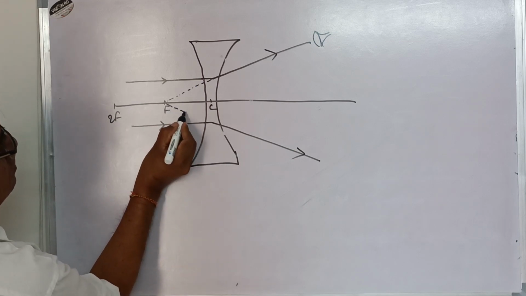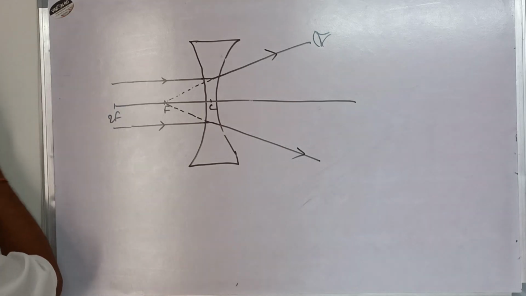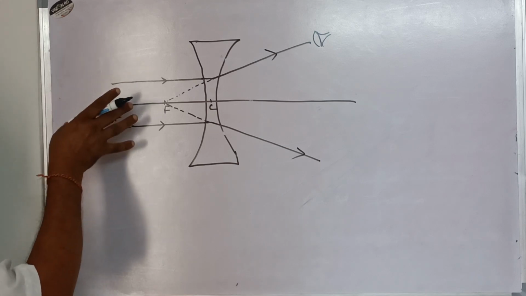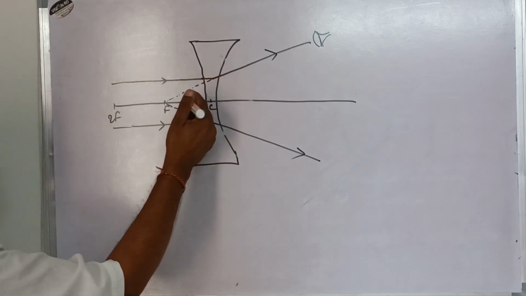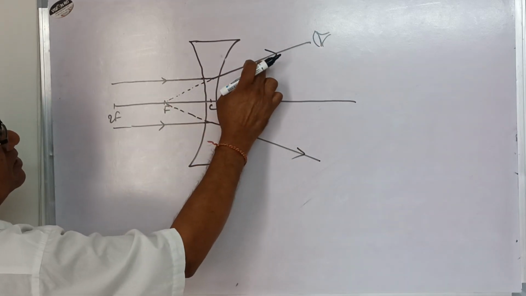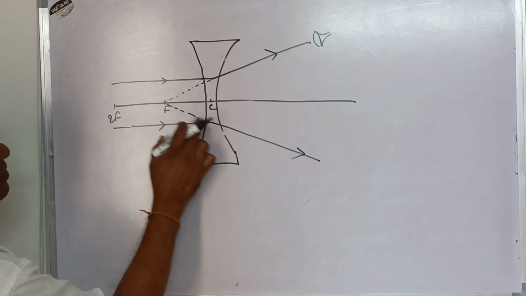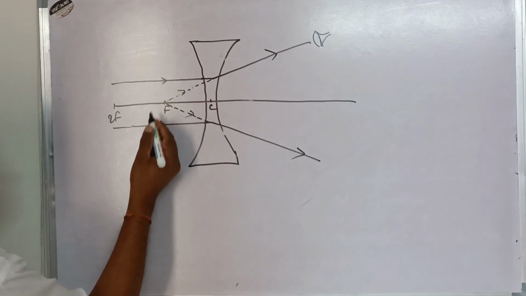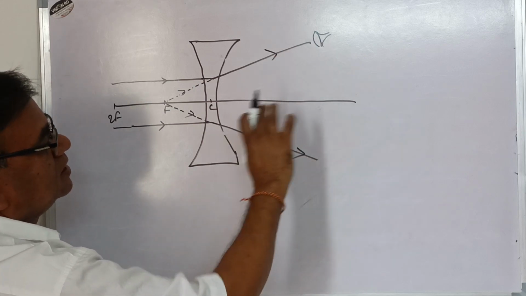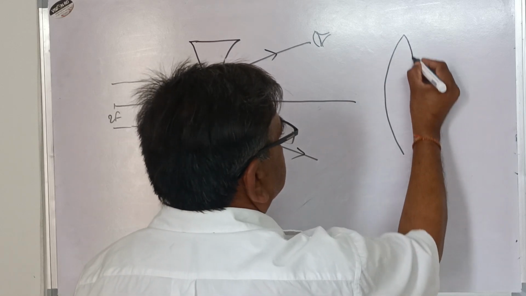This will also, it means the object is placed very far, at infinity. The rays are coming parallel. We have taken only two rays, so they seem diffracted from this point. When you see from this point, this ray will appear that it is coming from here, and this will also appear that it is coming from here in this direction. So this is diverging. The distance between these rays will go on increasing.